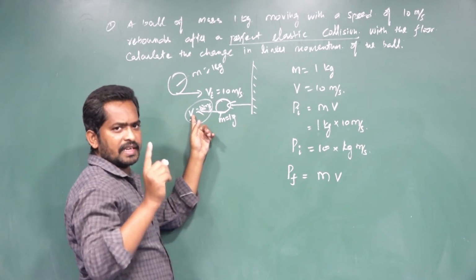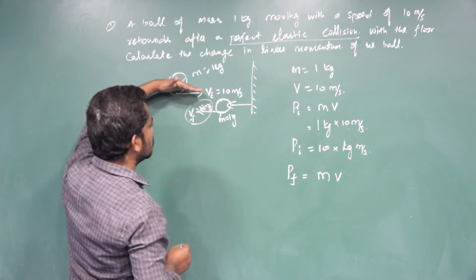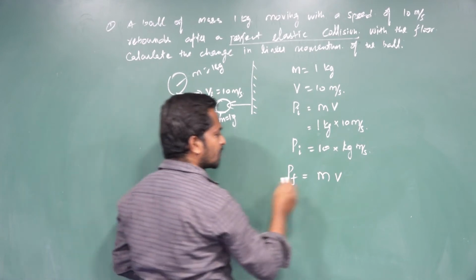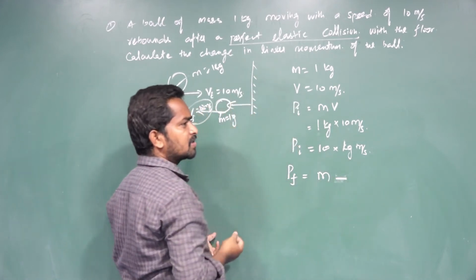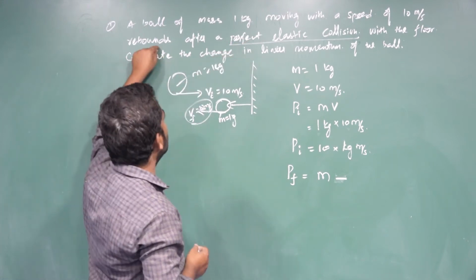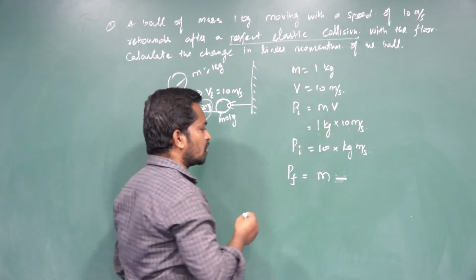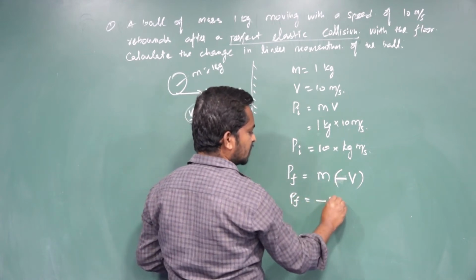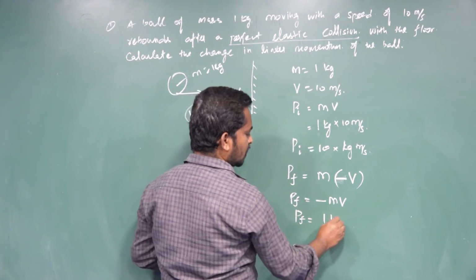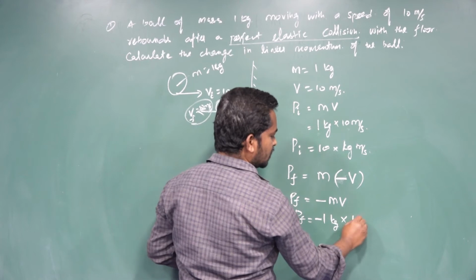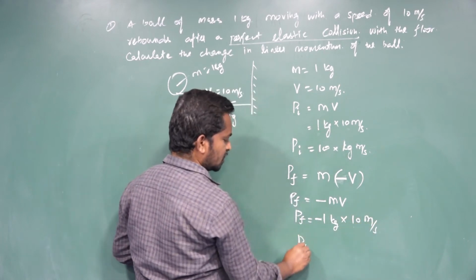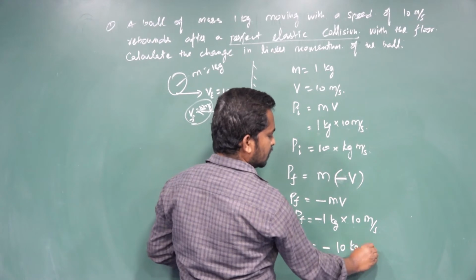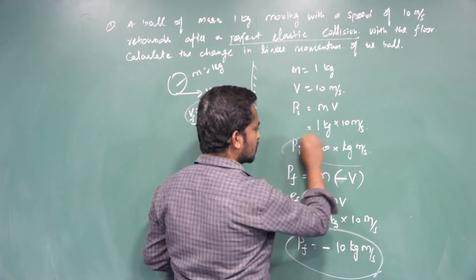Velocity is a vector quantity, so direction is very important. The initial direction is this one, and the final velocity is in the opposite direction, so this is minus v. The magnitude of v final is the same because of the perfect elastic collision. It rebounds with the same velocity but in the opposite direction. So P final is equal to minus mv. P final is equal to minus 1 kilogram times 10 meter per second, so P final is minus 10 kilogram meter per second. This is the final momentum, and this is the initial momentum.